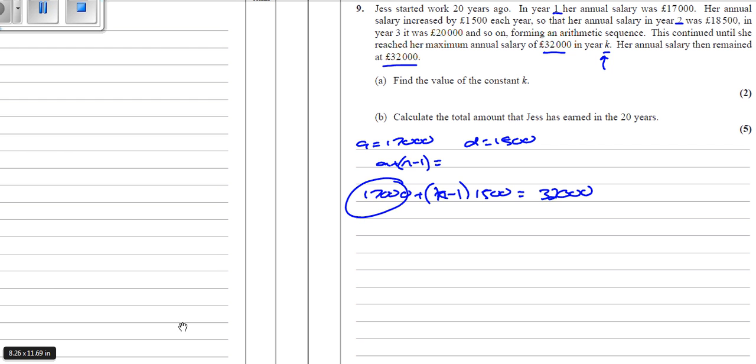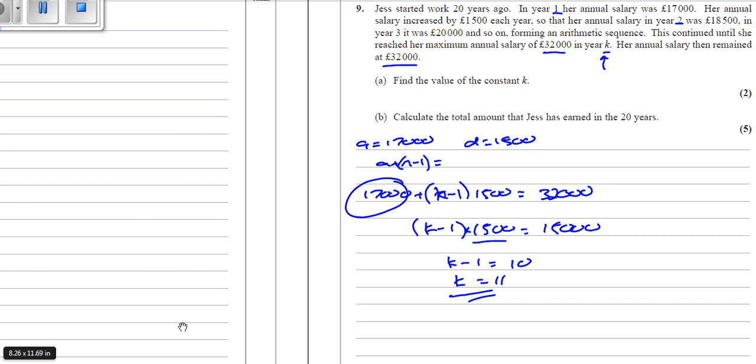And then it's just a matter of trying to solve this. What I'll do is I'll take away 17,000 first of all, so K minus 1 times 1,500 equals 15,000. Then we could either multiply it out, or if we divide both sides by 1,500, K minus 1 equals 10. Therefore, K equals 11.